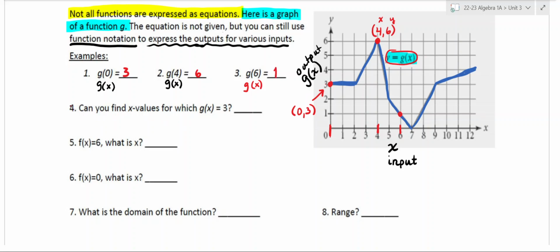I'm looking at number 4 now. Can you find x values for which g of x is equal to 3? Now look at the location of the 3. The 3 is not inside the parentheses. So this means that this 3 is a y value. Clear? So we're looking when y equals 3.